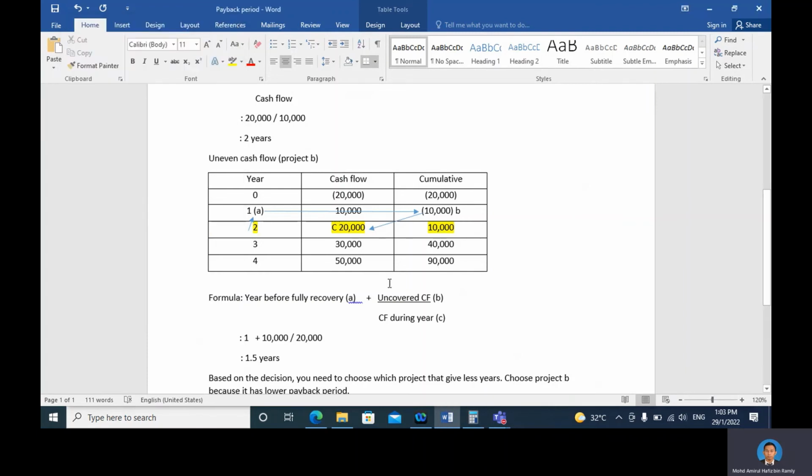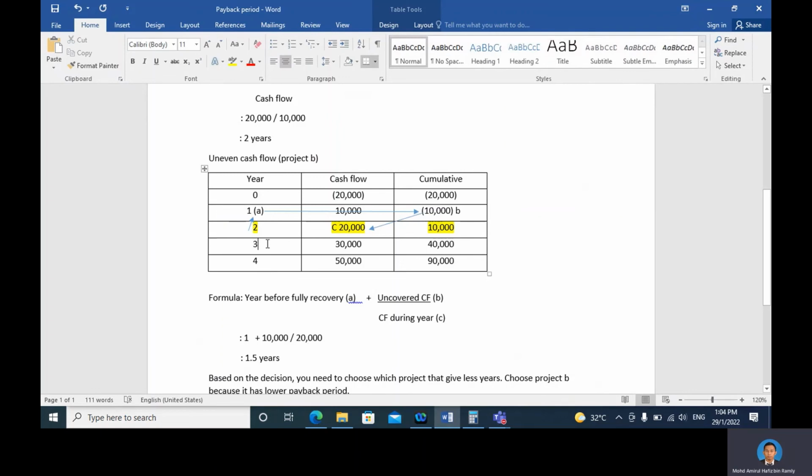So it has its own formula. Okay, this is the formula for uneven cash flow. Year before fully recovery, plus uncovered CF, I make it as B, and divide by CF during year. So first step, highlight first the year that has turned to positive, which is year 2. We need to find the year before fully recover. Cover year 2, the year before will be year 1. Year 1 we name it as A.